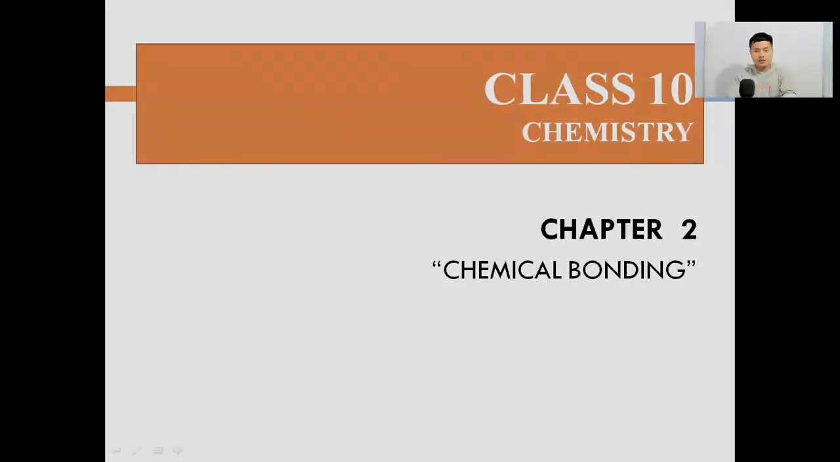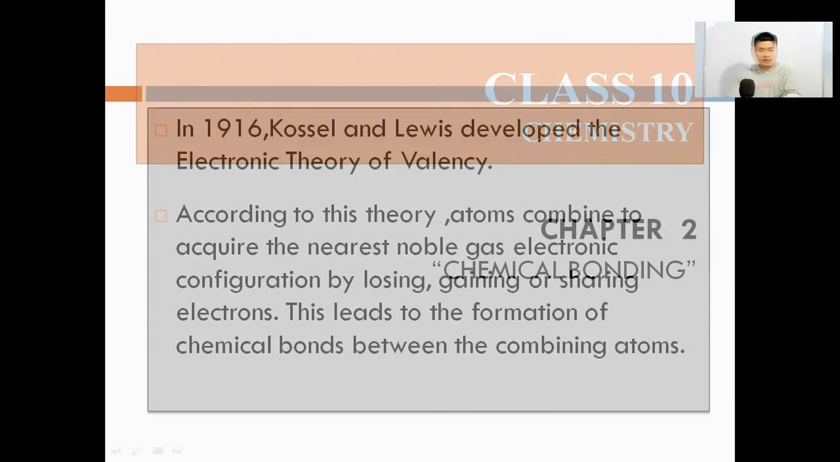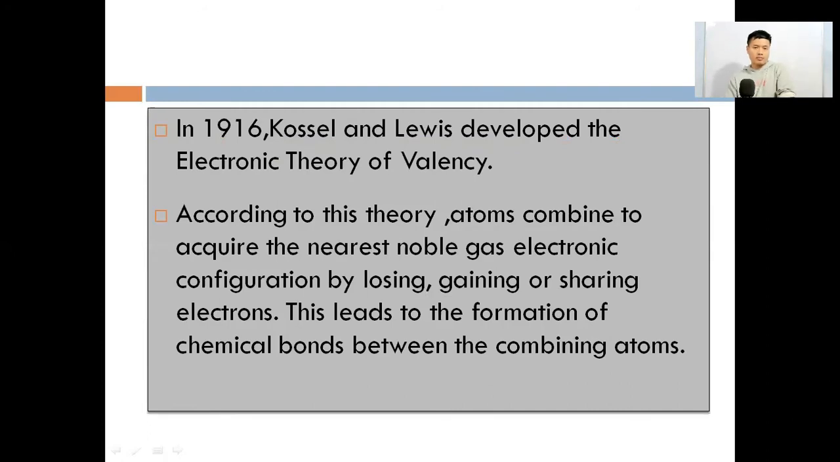Class 10 Chemistry, Chapter 2, Chemical Bonding. In the previous class, we already learned about why atoms form bonds and how they are formed. We also learned about the electronic configuration of elements, the noble gases and their electronic configuration, and the octet rule.